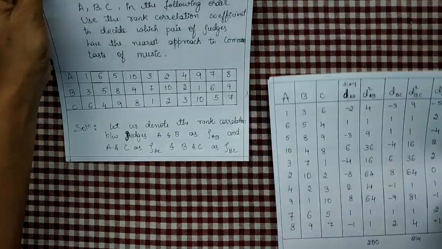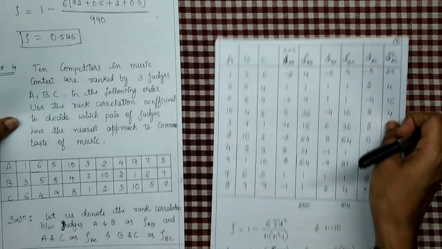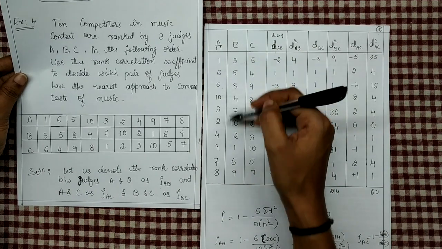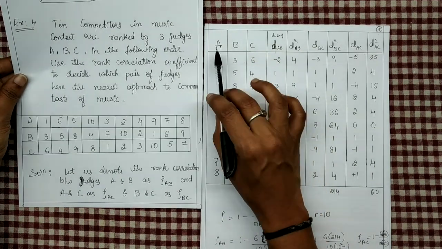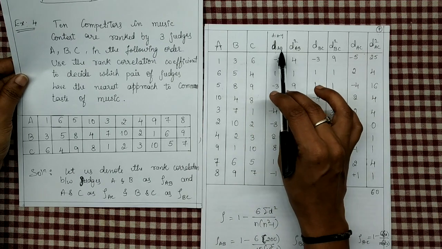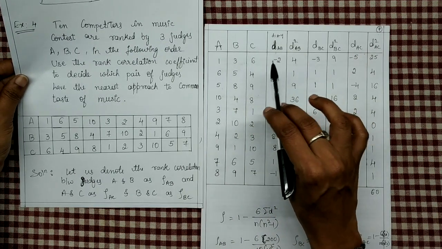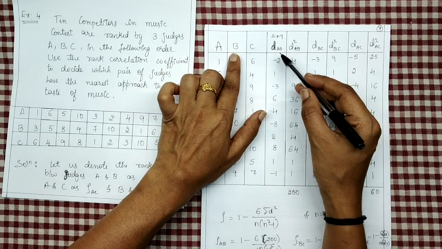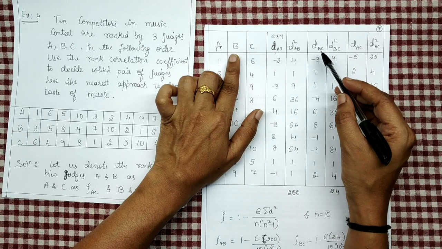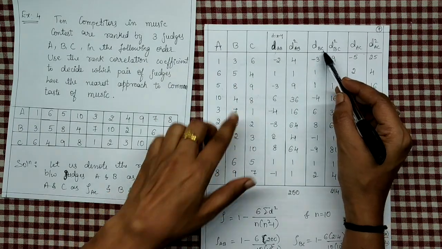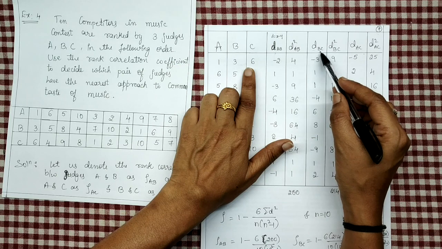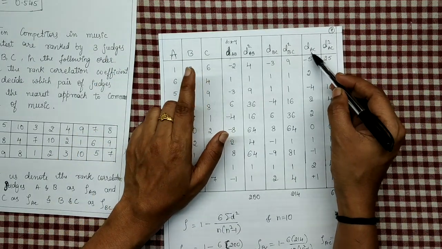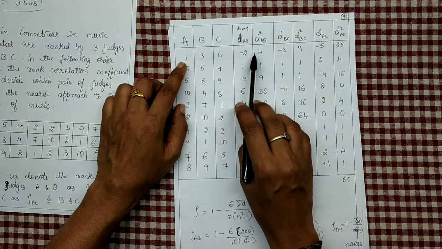Here, since directly the rank is given in the problem, while constructing the table we have taken the direct ranks in the columns. See, columns A, B, C refer to the ranks given by the judges A, B, C. Now directly we can find the differences between the ranks. The difference between the ranks given by judge A and judge B is denoted as D_AB. The difference between the ranks given by B and C is denoted by D_BC. The difference between the ranks given by A and C is denoted as D_AC. Okay. Now let us find the differences in the ranks.